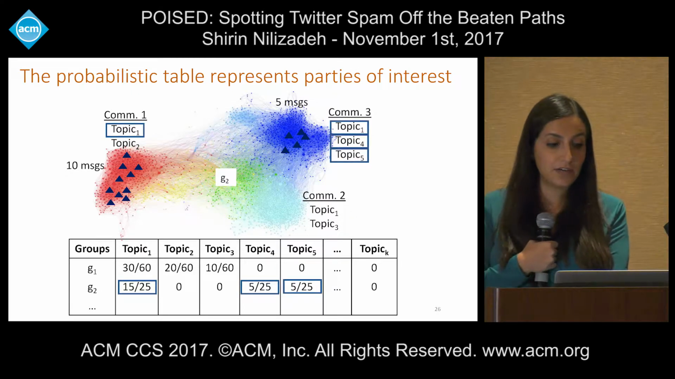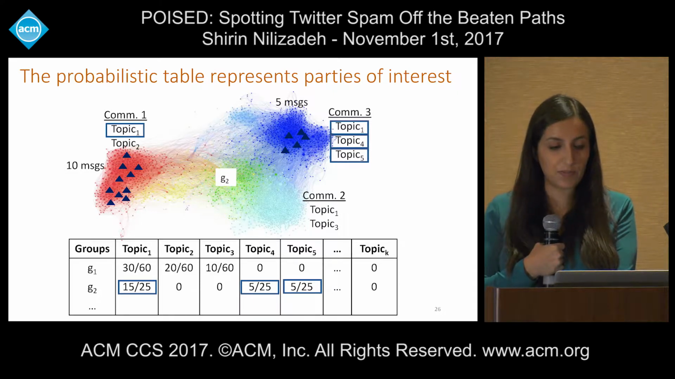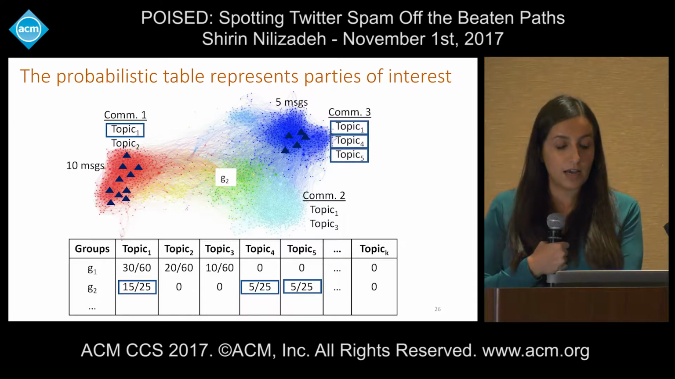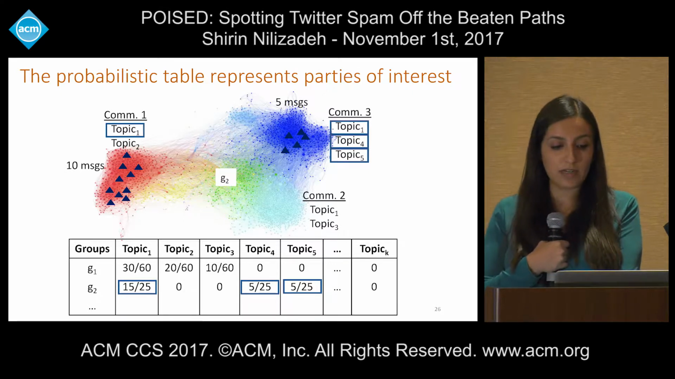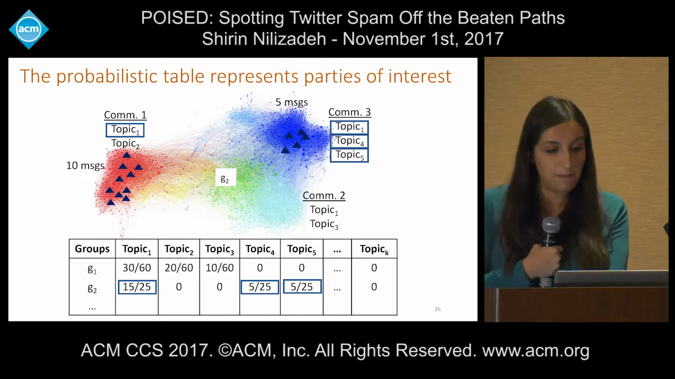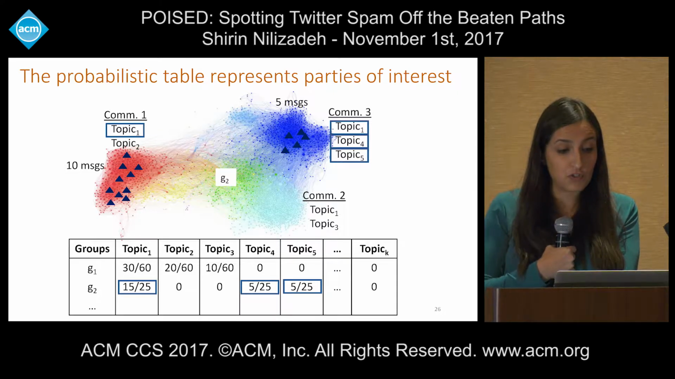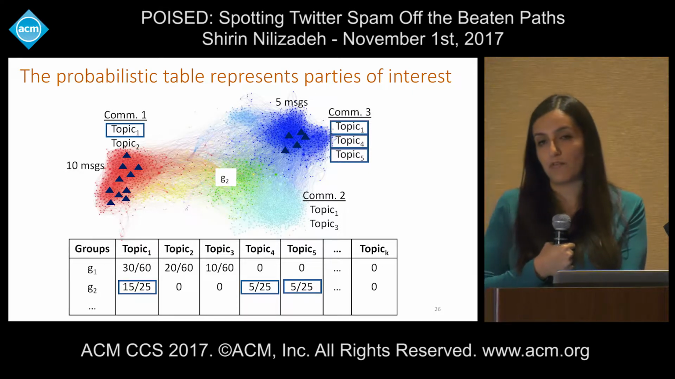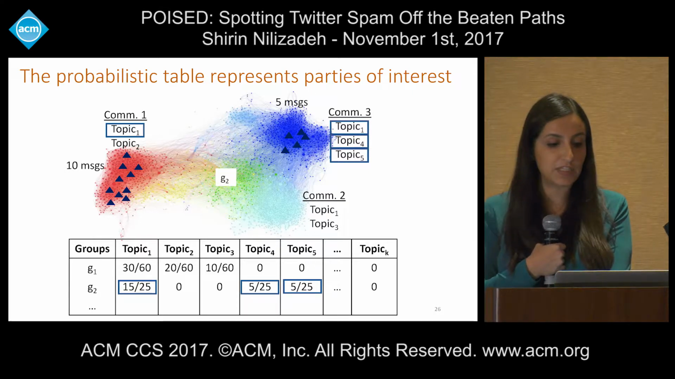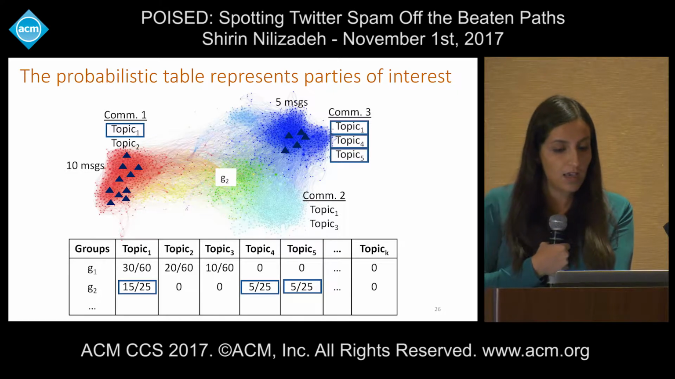For example, here, for this group of similar messages, group 1, both community 1 and community 2 have interest in topic 1. So we sum these messages and put the number in the first entry for topic 1. For topic 2, community 1 only has interest in topic 2. So the value for it would be 20. And we normalize it by dividing by the total number of messages in that group.